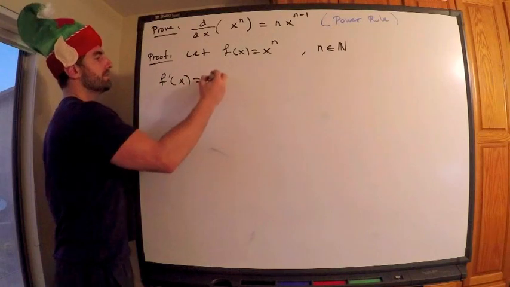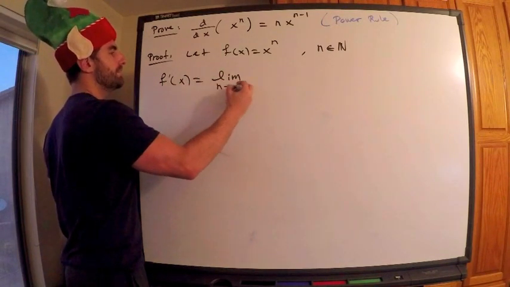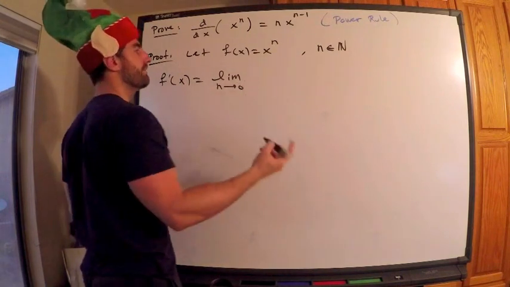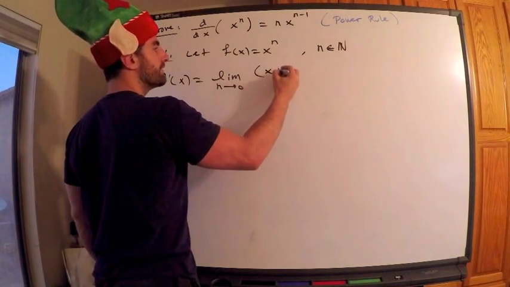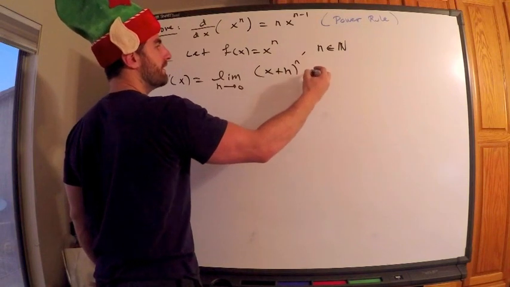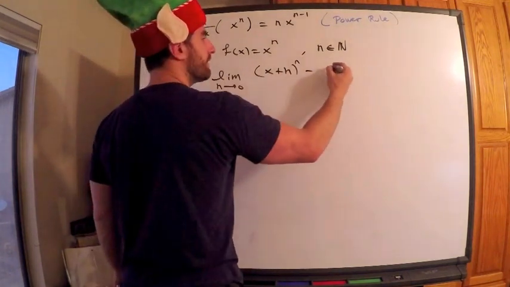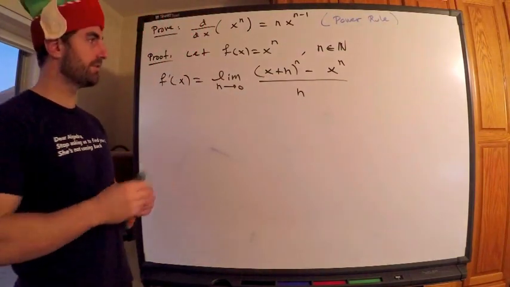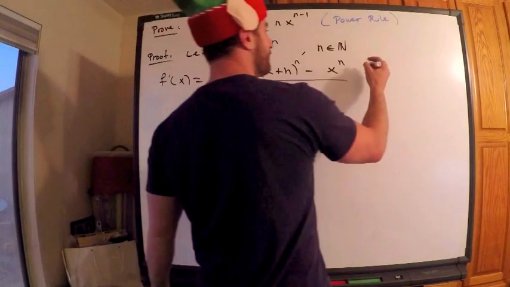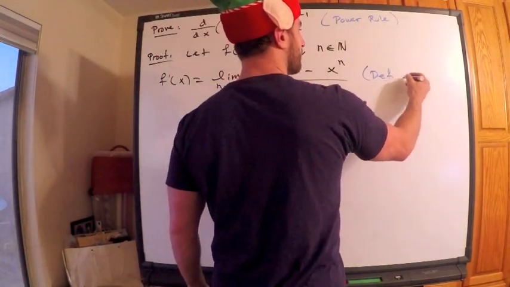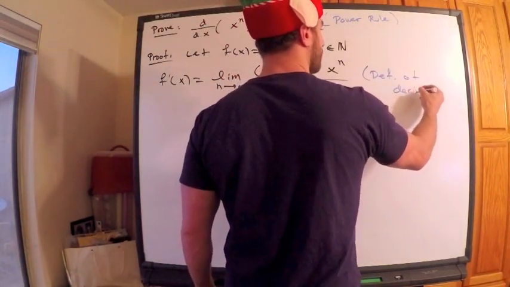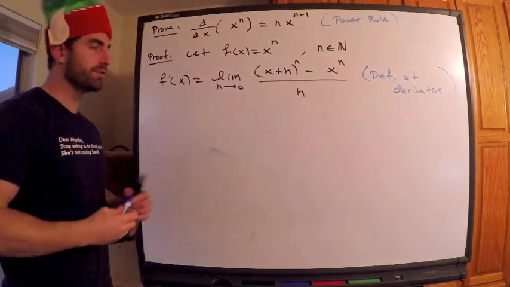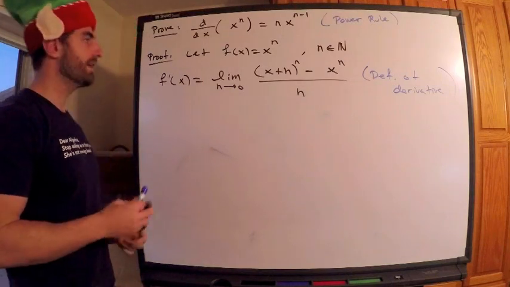f prime of x is equal to the limit as h tends to 0 of f of x plus h minus f of x, right? f of x plus h is (x plus h) to the n, minus f of x, x to the n, all divided by h. Using the definition of the derivative. Nothing too crazy. Difference quotient. Hoping you know how to do that.